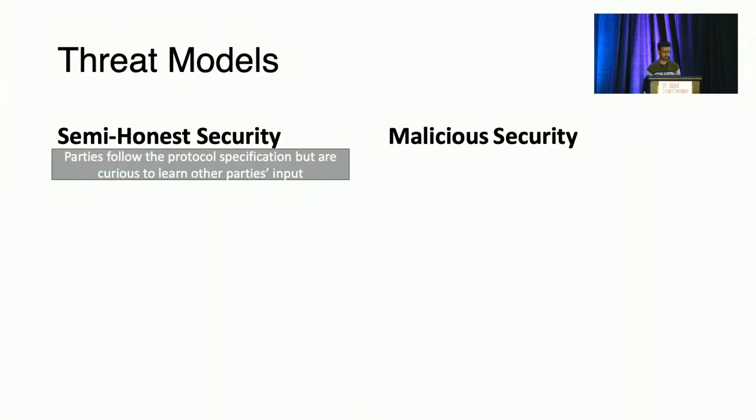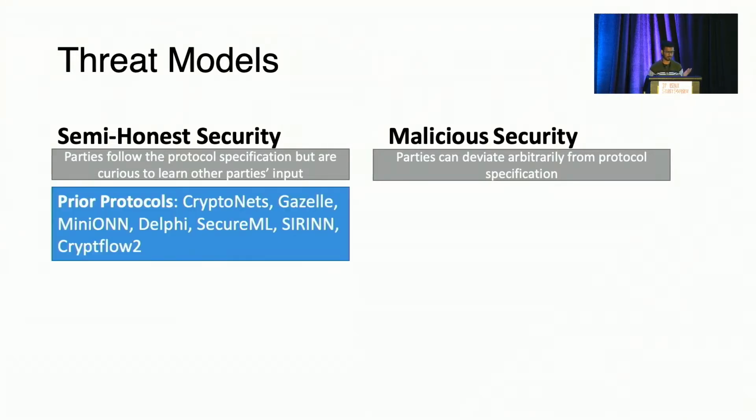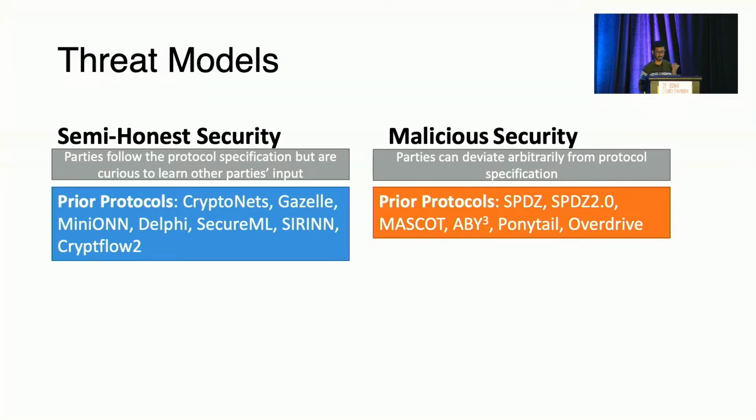There are several secure ML inference algorithms using MPC techniques to obtain semi-honest as well as malicious secure inference protocols. Semi-honest secure protocols provide a guarantee against corrupt parties that follow the protocol specification, but are only curious to learn other parties' inputs from the protocol interaction. Whereas the malicious setting allows security against corrupt parties that can deviate arbitrarily from the protocol specification. Some prior works in the semi-honest setting are CryptoNets, Delphi, and CryptoFlow, to name a few. Some prior works in the malicious setting are SPDZ, Ponytail, and Overdrive.